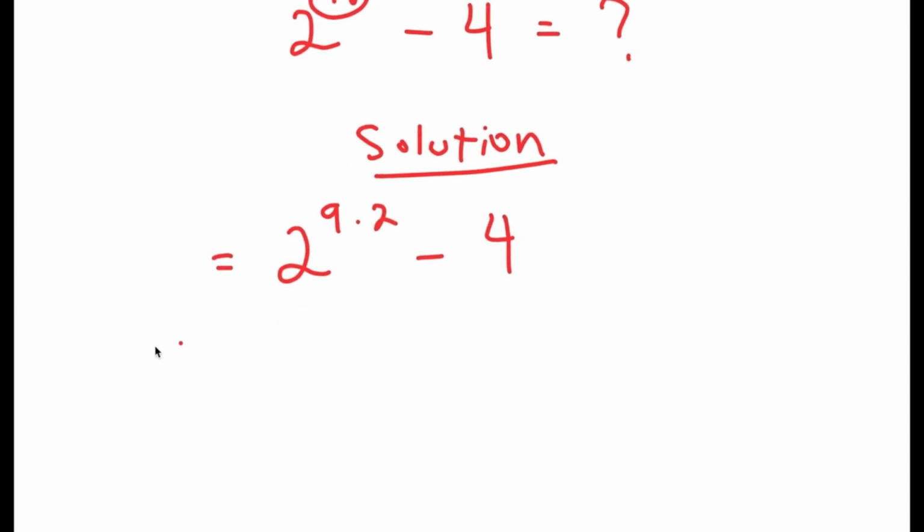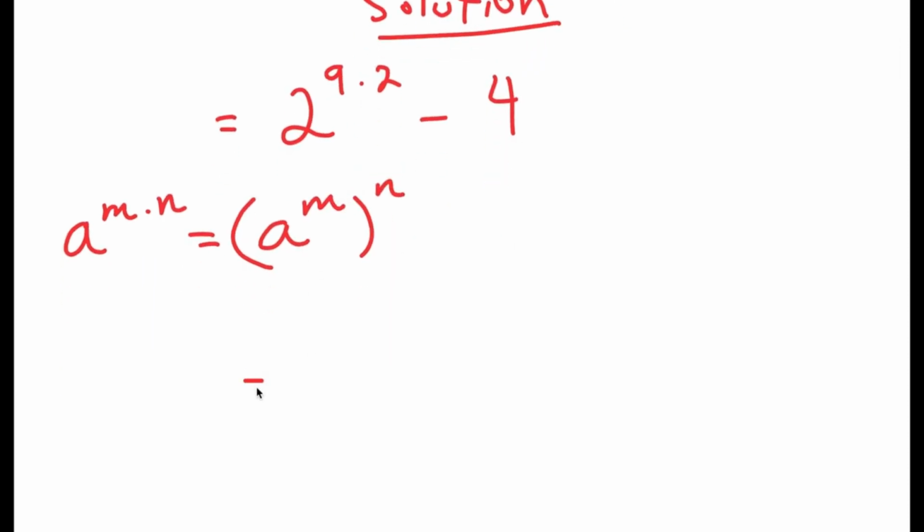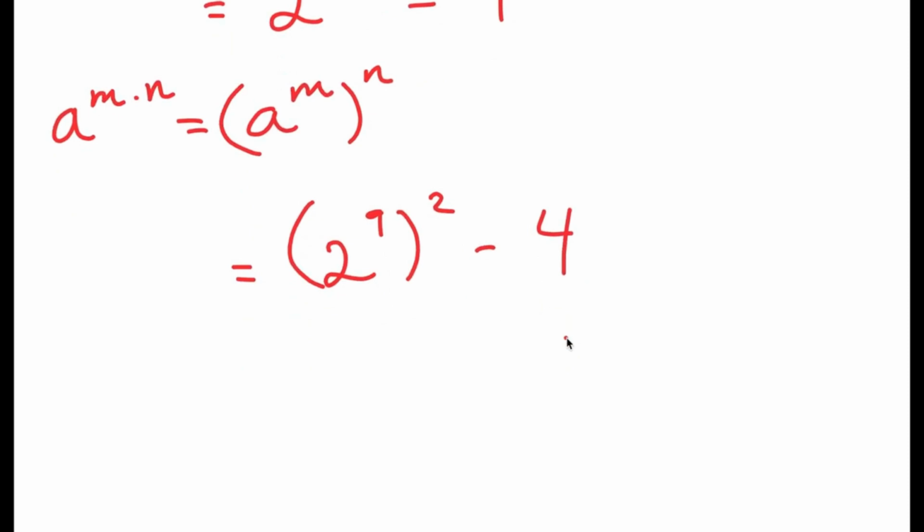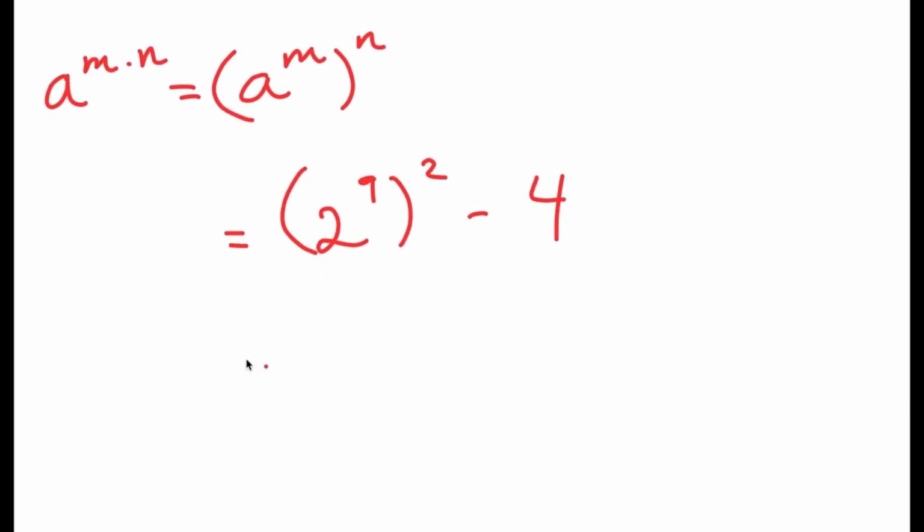Now, I can use an important property of exponents that states that if I have something in the form a to the power of m times n, this is equal to a to the power of m to the power of n. So 2 to the power of 9 times 2 is going to equal 2 to the power of 9 to the power of 2. And now I still have this minus 4. Now 4, I'm going to rewrite as 2 squared. So I get 2 to the power of 9 to the power of 2 minus 2 squared.